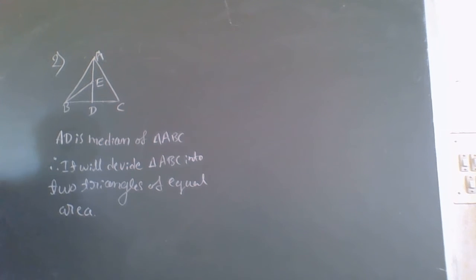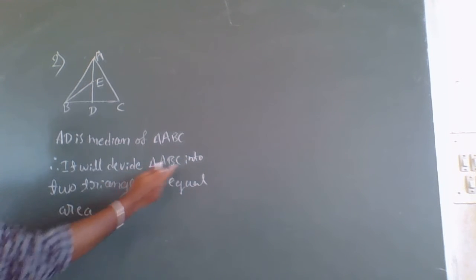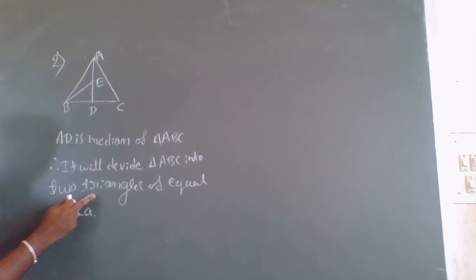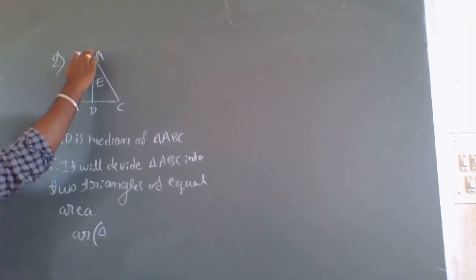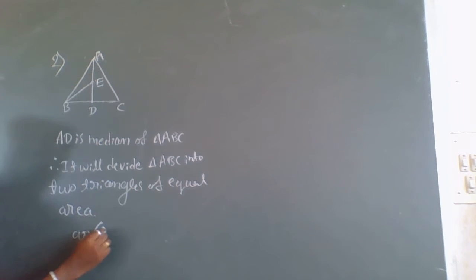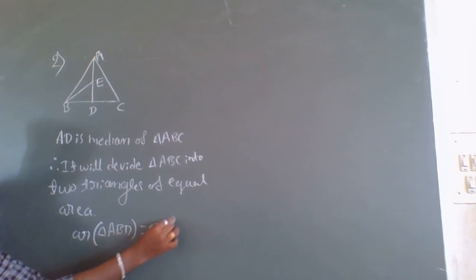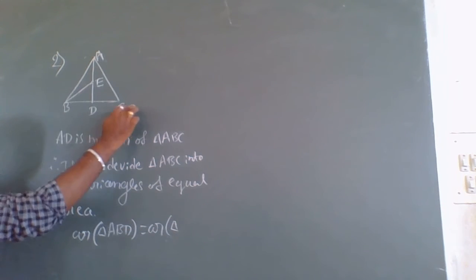So in the previous problem, you can see AD will divide triangle ABC into two triangles of equal area. Means you can write here area of triangle ABD, means this triangle ABD, equals area of triangle ACD.